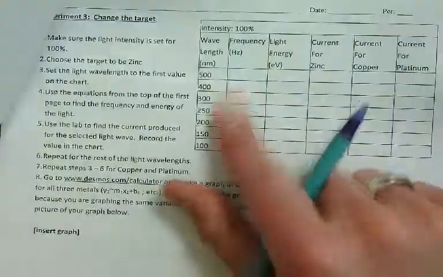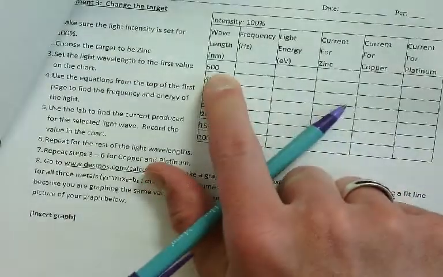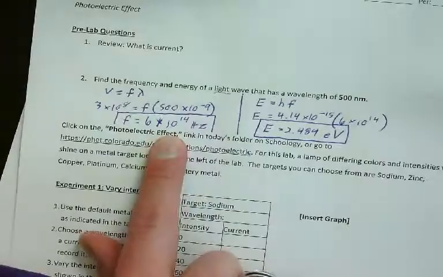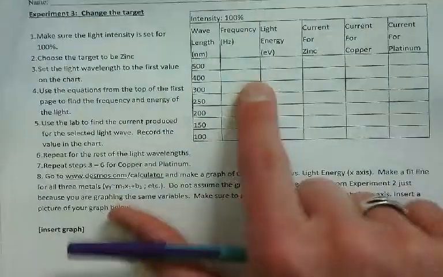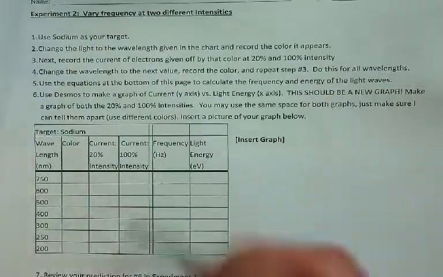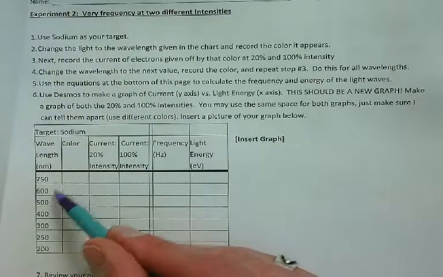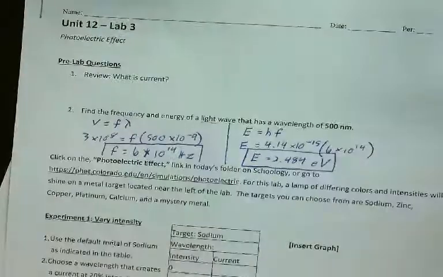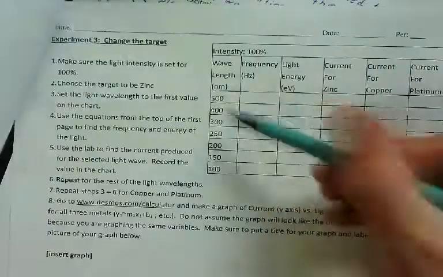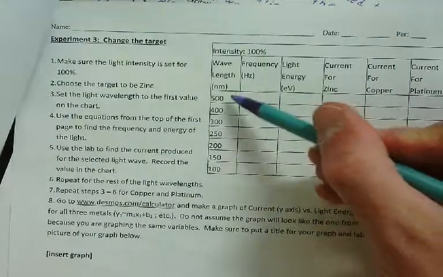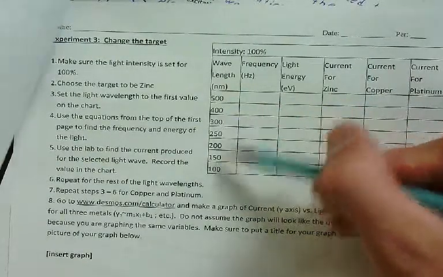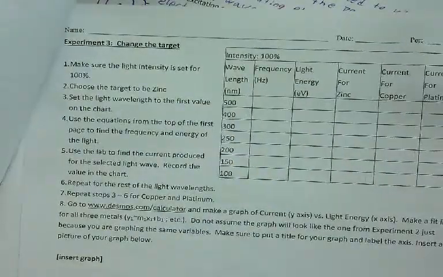Some of these you'll already have done before. For example, the 500 I just did as the example. So that one's done for you. Over here, here's 400, 500, 600, 750. Those are already taken care of over here. So 500, 400, some of these other ones. So you don't have to do all of them for experiment 3, just a few of them. Okay?